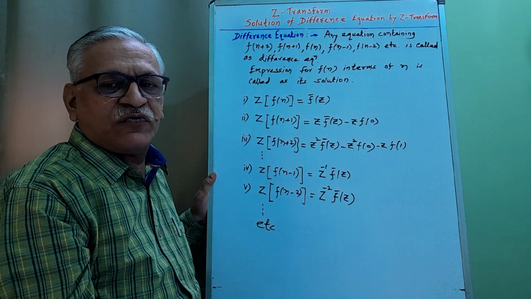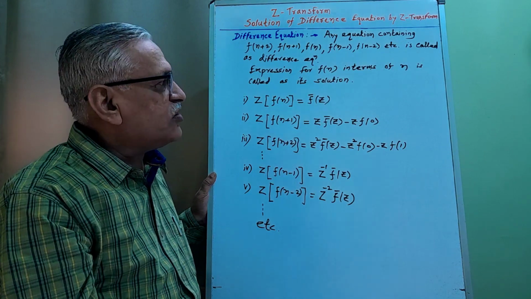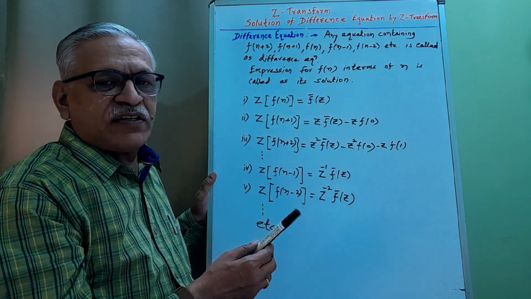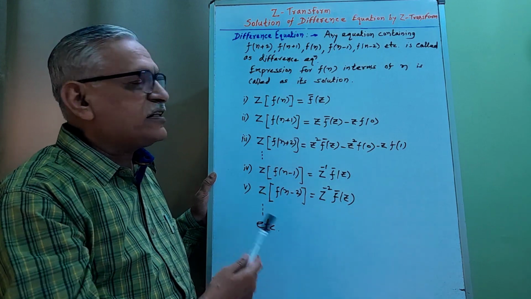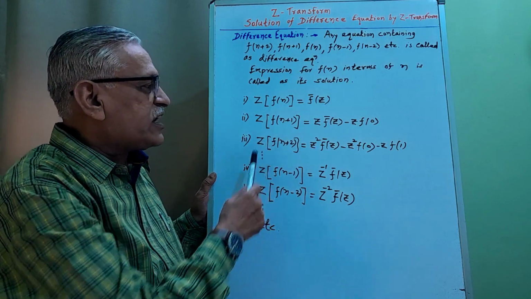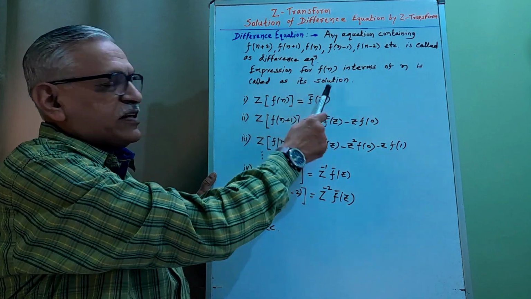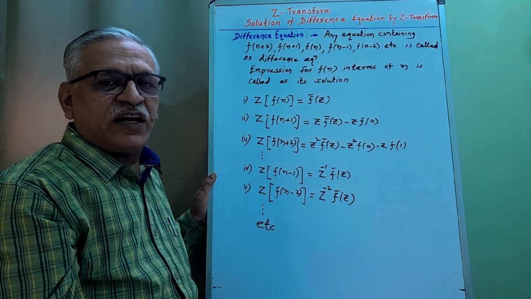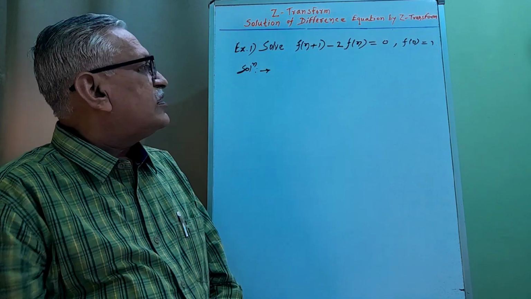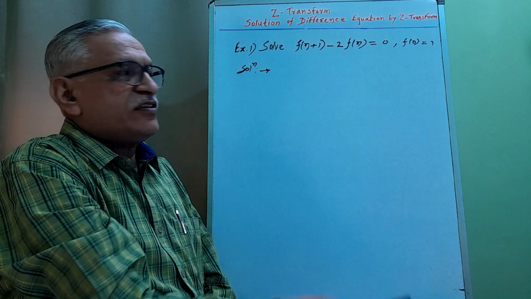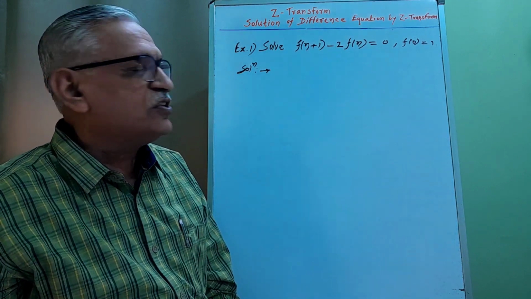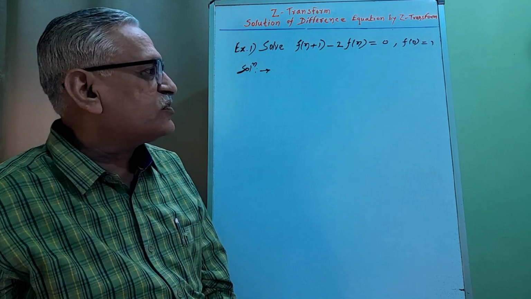Whenever we need to find the solution of a difference equation by Z transform, there are two major parts. In the first part, we apply the Z transform, and in the second part, we find the inverse Z transform to get that f of n. How? I will explain with one simple example. Example number 1: solve the difference equation f of n plus 1 minus 2 times f of n is equal to 0, with the condition f of 0 is equal to 1.